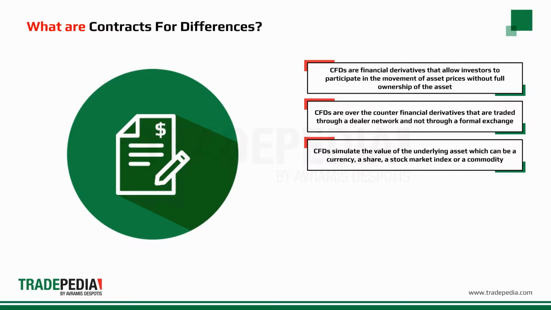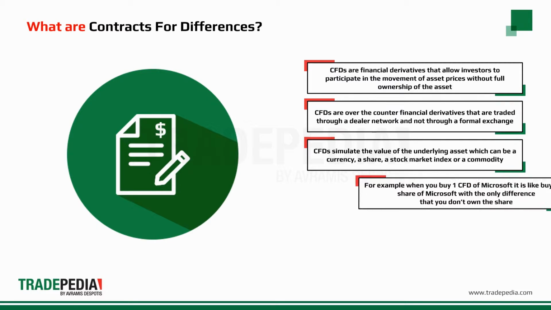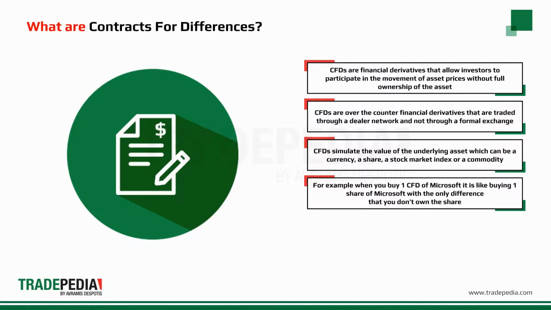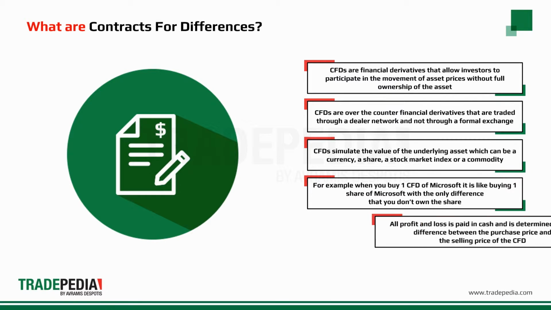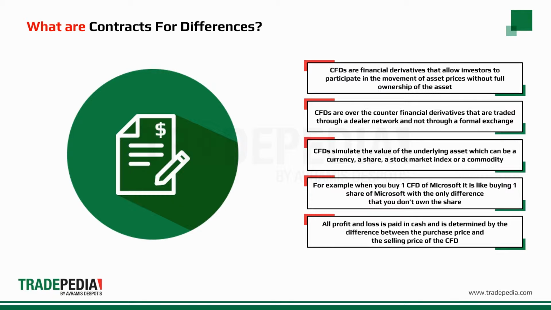CFDs simulate the value of the underlying asset, which can be a currency, a share, a stock market index, or a commodity. For example, when you buy one CFD of Microsoft, it is like buying one share of Microsoft with the only difference that you don't own the share. All profit and loss is paid in cash and is determined by the difference between the purchase price and the selling price of the CFD.